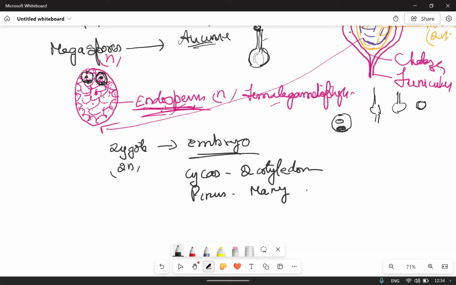Okay, what is dominant here? Sporophytic generation is dominant, and gametophytic generation is reduced. What type of life cycle can you see? Diplontic life cycle. In seeded plants, you can see diplontic life cycle. Okay, so this is about the gymnosperms. Okay, thank you.